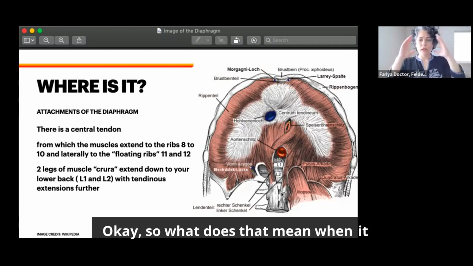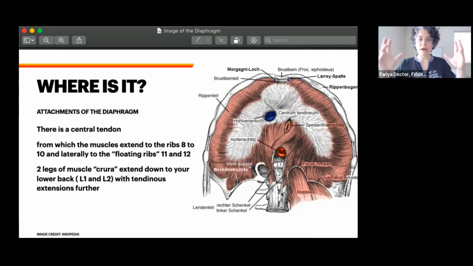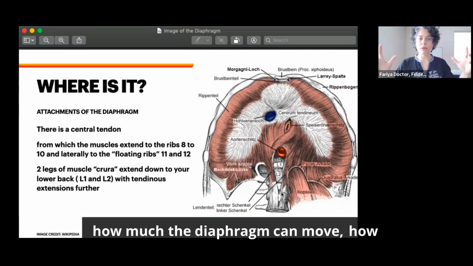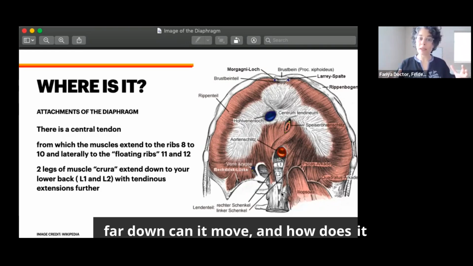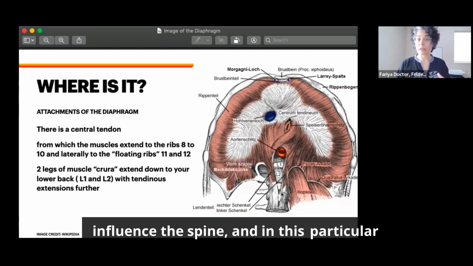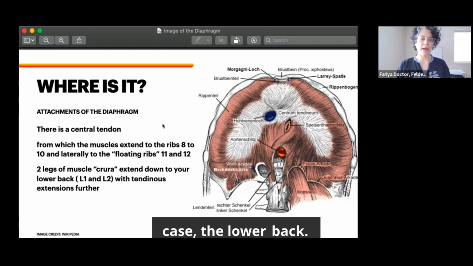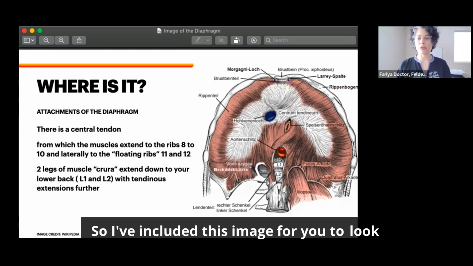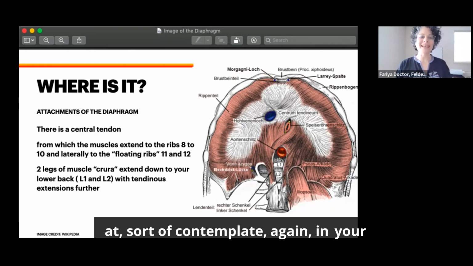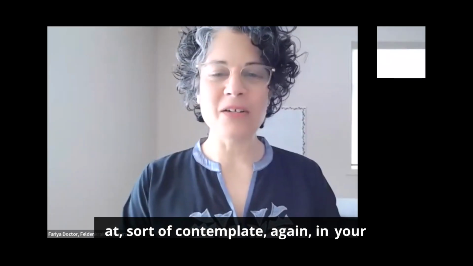Okay, so what does that mean when it comes to breath? How much can the diaphragm move, how far down can it move, and how does it influence the spine? And in this particular case, the lower back. So I've included this image for you to look at, sort of contemplate again in your folder.